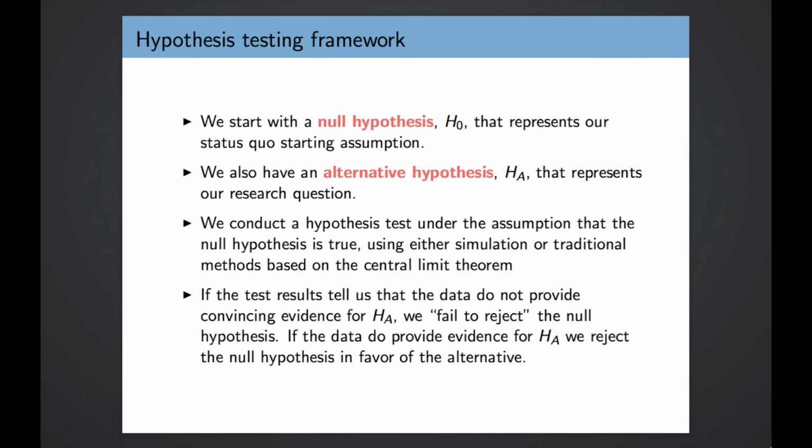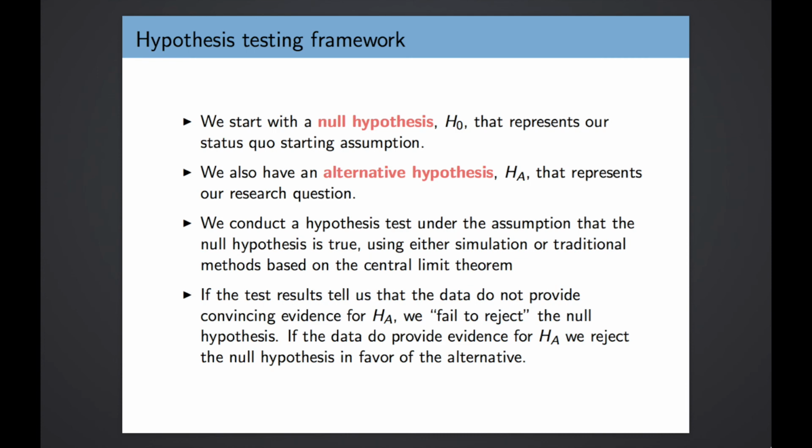So we do the hypothesis test under the assumption that the null hypothesis is true. That is, under the assumption that the relationship that we're looking for isn't there. And then we're going to use methods based on the central limit theorem to evaluate whether the null hypothesis is a good explanation of the data or whether we should reject the null hypothesis in favor of the alternative hypothesis.